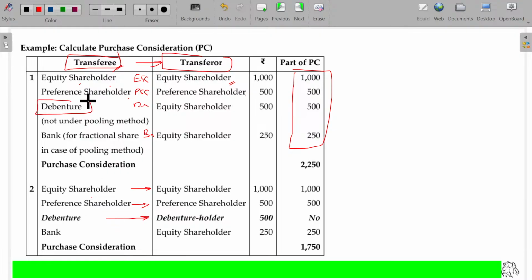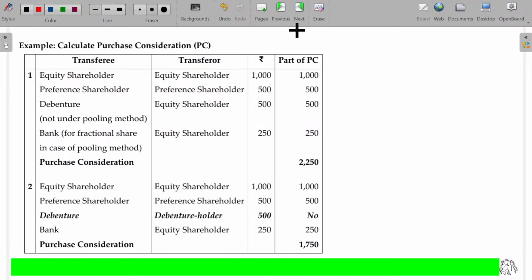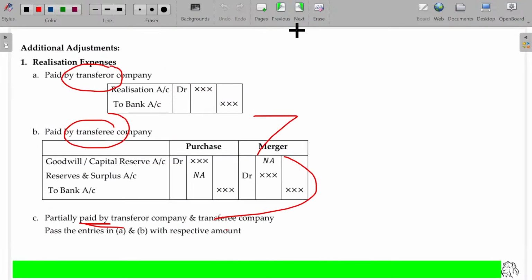This debenture is offered to whom? Equity shareholders. This debenture is offered to whom? Debenture holders. Then what about the purchase consideration? This part is not purchase consideration. Only 5,500 and 250,750 will be the purchase consideration. Anything offered to the debenture holder is not part of purchase consideration. But if the debenture is offered to the equity shareholders, then it's part of purchase consideration. You understand now? So this one also we considered already.